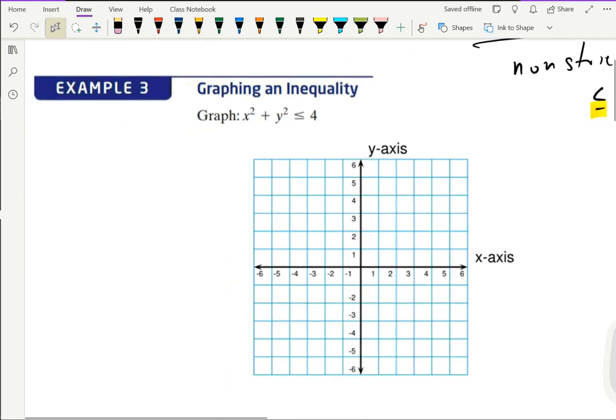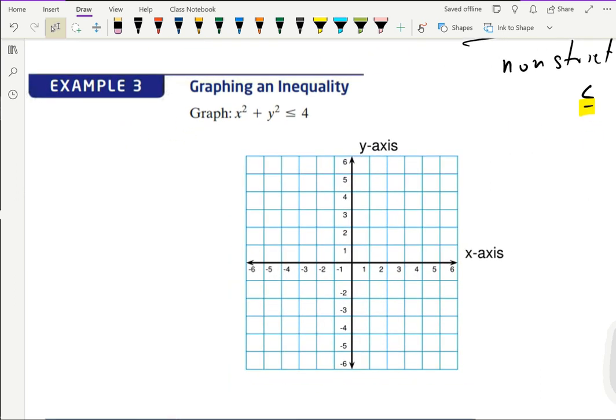So let's graph an inequality. As we take a look at this one, we want to graph x squared plus y squared is less than or equal to 4. Well, previously we have seen something like this. This is a circle where the center is going to be at 0, 0, and the radius is the square root of 4, so that's going to be 2. It's going to come out 2 all the way around here. And because this is a non-strict inequality, we're going to make this a solid curve all the way around.